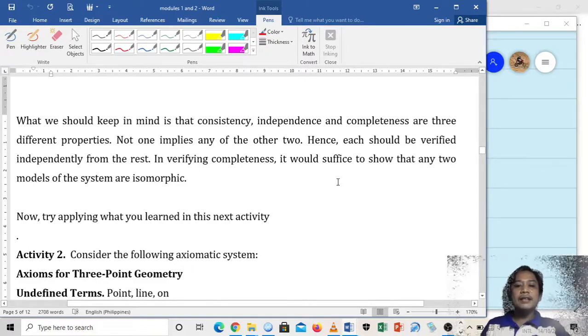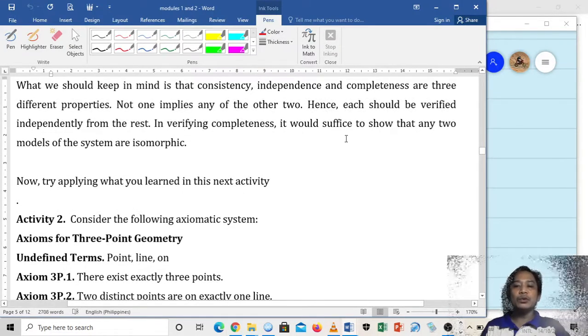Okay, so upon reading those pages assigned to you, you should now keep in mind that the 3 properties discussed, the consistency, independence, and completeness, are 3 different properties. Not 1 implies any of the other two. Hence, the verification of each should be independent from the verification of the rest. But again, in verifying completeness, it would suffice to show that any two models are isomorphic.